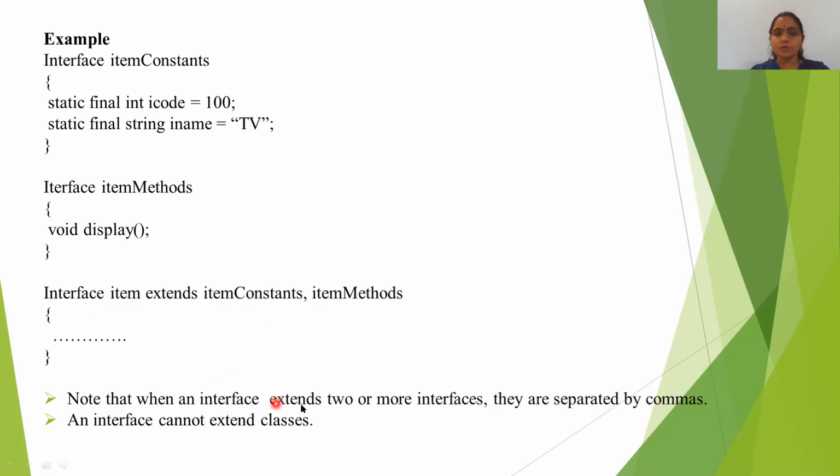When an interface extends two or more interfaces, they are separated with commas. Obviously, here I am using more than one interface to extend, item constants and item methods, so I separate these interfaces with a comma. An interface cannot extend a class. Remember that this is very important. An interface only extends an interface, but an interface cannot extend a class. This is very important, and there may be a possibility of it being asked as an MCQ question. So remember this point.